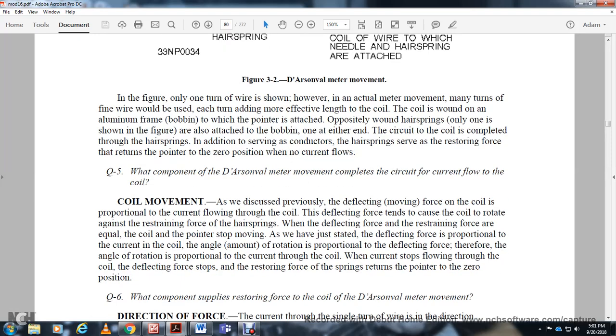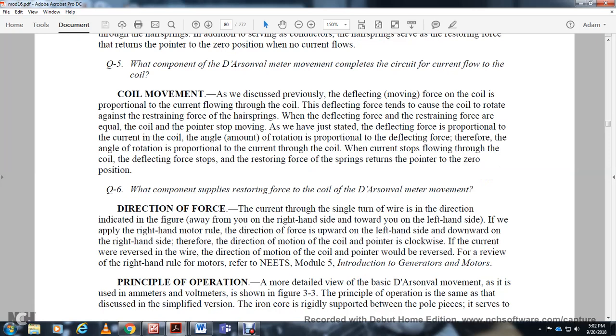As discussed previously, the deflecting force of the coil is proportional to the current flowing in the coil. This force causes the coil to rotate against the restraining force of the hairspring, until the deflecting force and the restraining force are equal and the pointer stops moving. As stated, the deflecting force is proportional to the current flowing in the coil, so the angle of rotation is proportional to the current through the coil. When current stops flowing through the coil, the deflecting force stops, and the restoring force of the spring returns the pointer to the zero position.